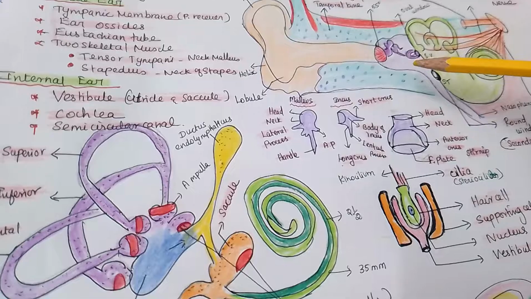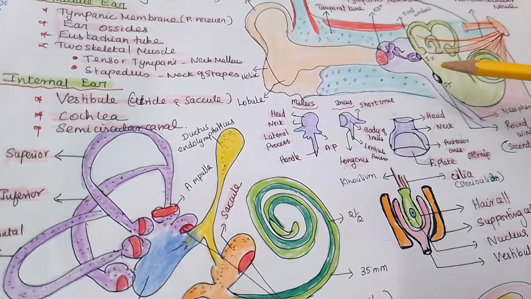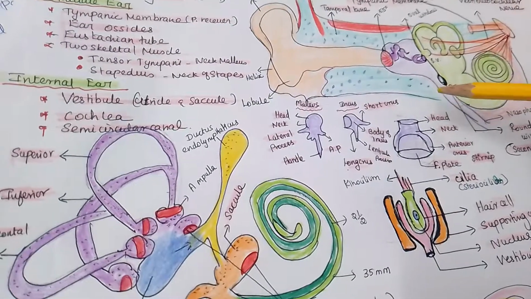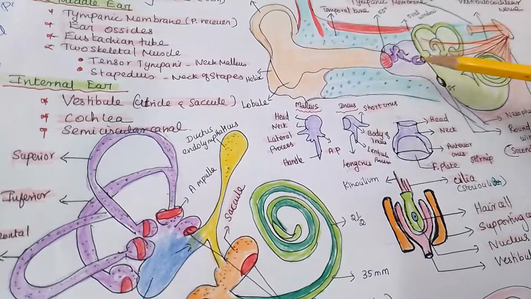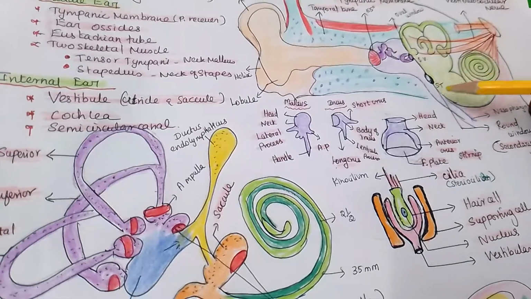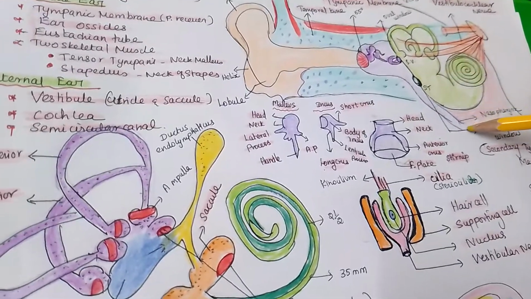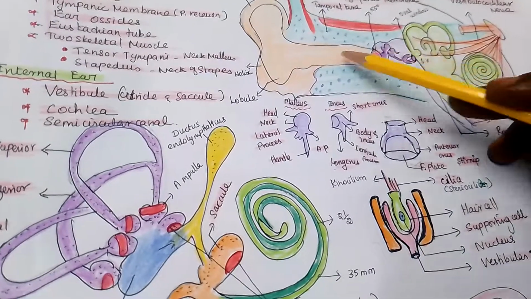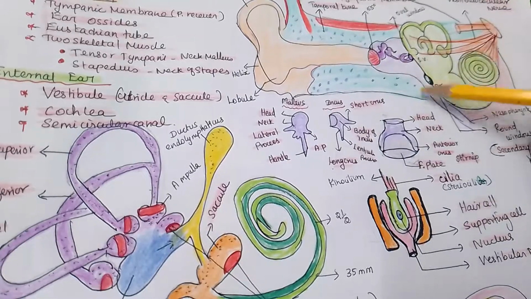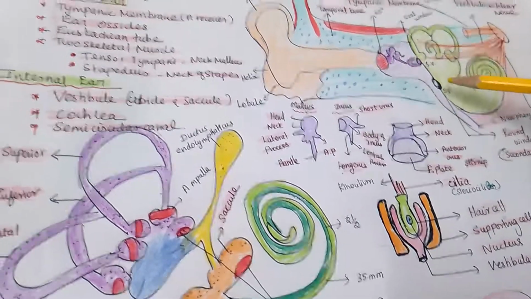Then otitis media, inflammation of the middle ear, will come in. The tympanic membrane will get damaged. And one more thing you have to remember: the round window is called the secondary tympanic membrane. Understand? You have to remember these waves go through this and come out, so it helps in maintaining balance.